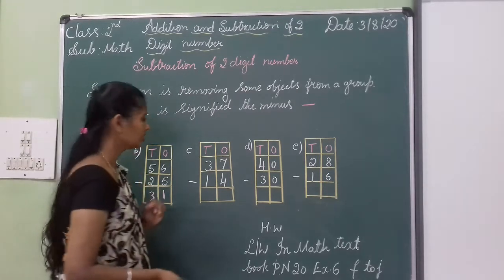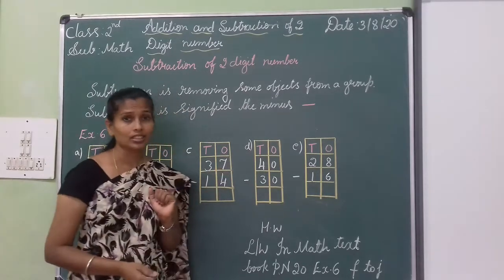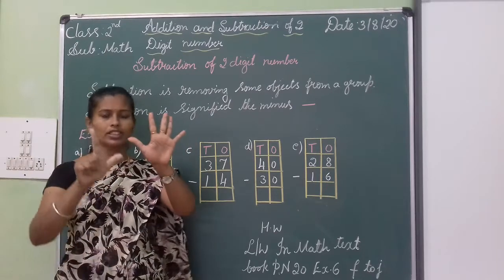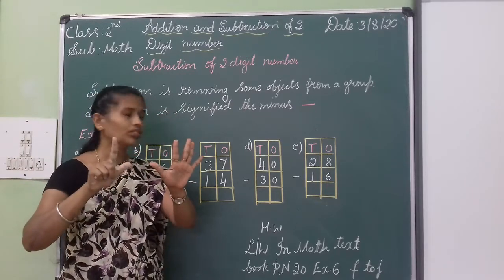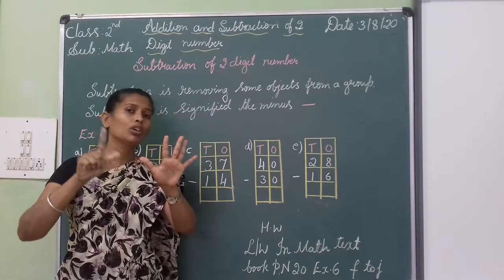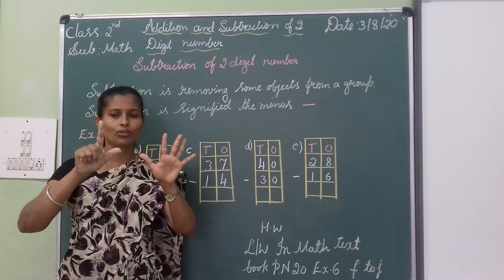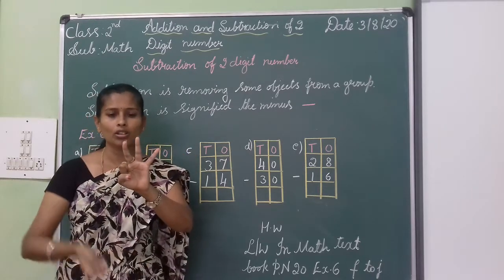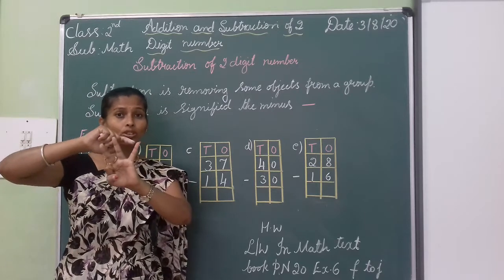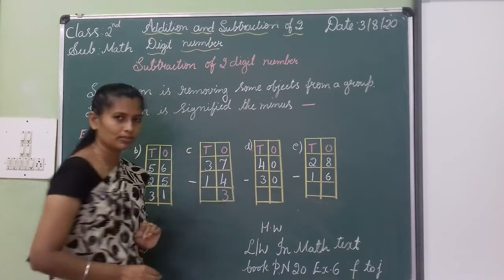Then come to C. Keep 7 fingers in your hand. 5, 6, 7. How many do we have to take away, children? 4. From 7 we have to take away 4. 1, 2, 3, 4. How many are remaining now? 1, 2, 3. Right? 3 in the ones place.